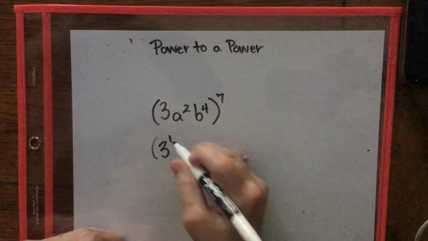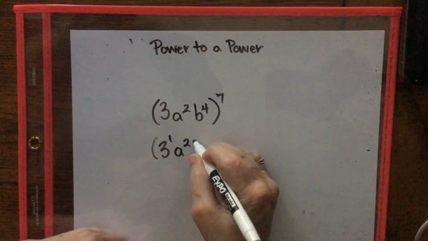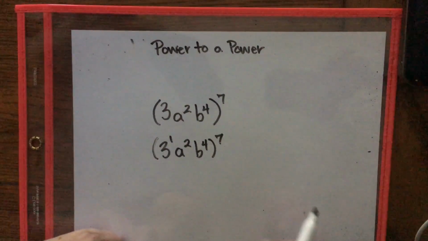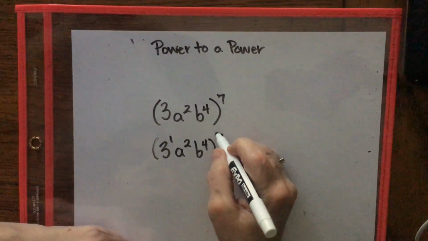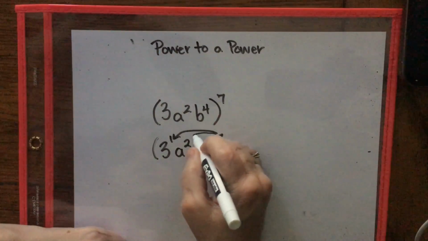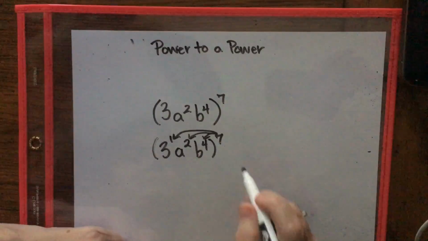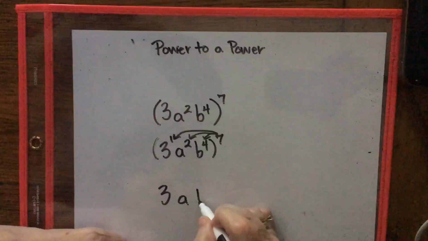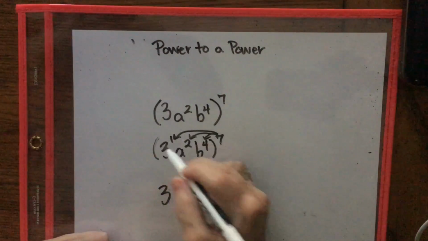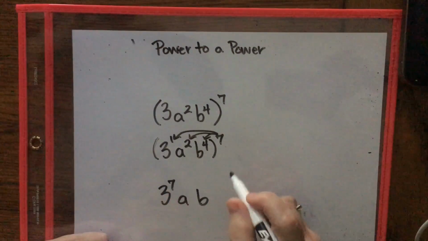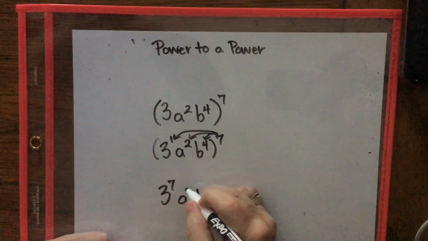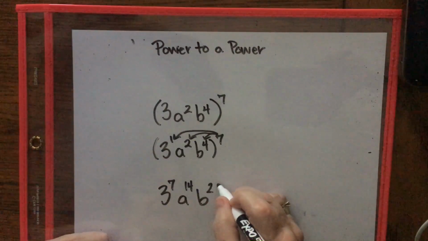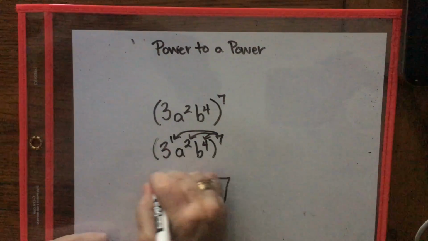it's like we're saying 3 to the 1st power, a to the 2nd power, b to the 4th power, and then all of this to the 7th power. So I will go ahead and put my arrows so I know that I'm matching everything up. So I take my base of 3, my base of a, and my base of b. So 7 times 1 is 7. 7 times 2 is 14. 7 times 4 is 28. So there we have our simplified version.